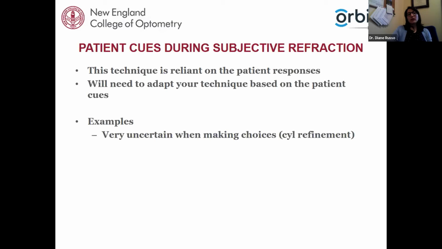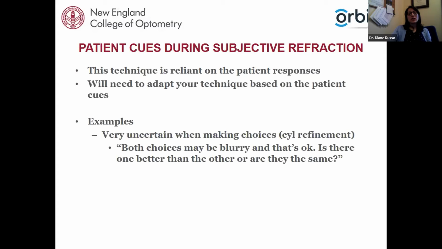So for example, if you have a patient that's very uncertain when they're making choices, and this can happen during the sphere refinement, but even during the cylinder refinement as well. So here you may want to reassure the patient that both choices may be blurry and that's okay. Is there one that's better than the other, or are they the same? Because the patient could be hesitating since they're not sure which option to choose, since they both look bad to the patient. And you can say they may be equally bad, and that's okay. That's still information that I can use to then proceed through the rest of the procedure.